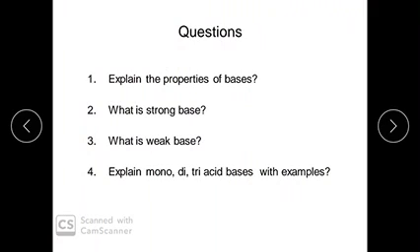And also we discuss this in this video. Explain the properties of the bases. What are the strong bases? What is the weak bases? Explain the mono, di, tri acid bases with examples.